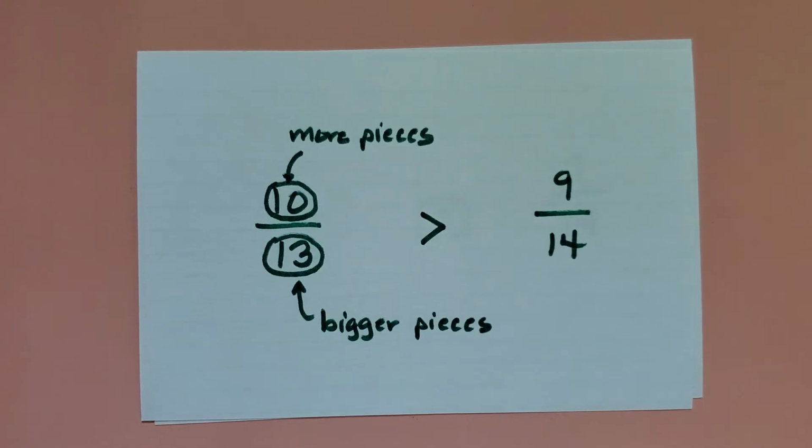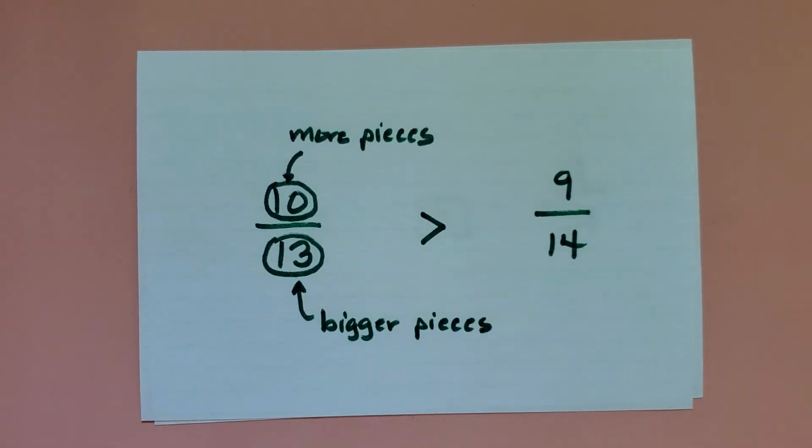So the numerator tells us how many pieces are in a fraction. 10/13 has 10 pieces. 9/14 only has 9 pieces. So 10/13 has more pieces. Now, just because it has more pieces doesn't necessarily mean it is greater. It also depends on the size of the pieces. So the denominator tells us about the size of the pieces.